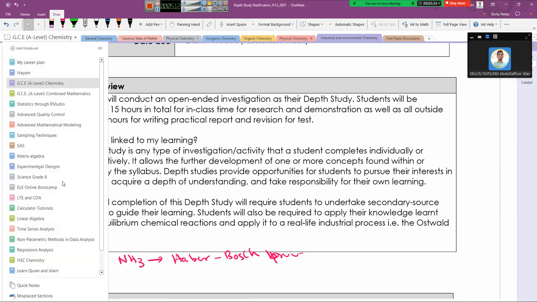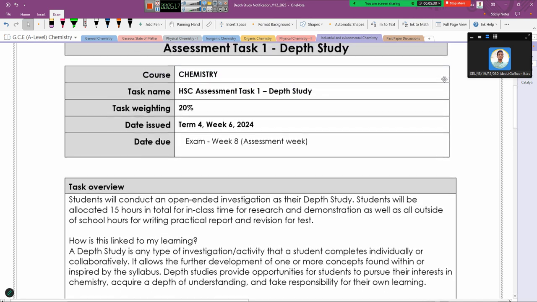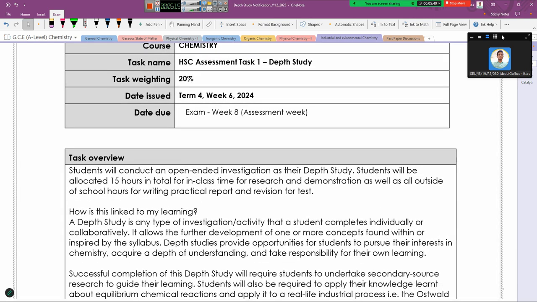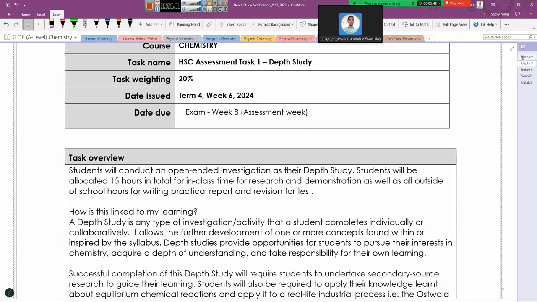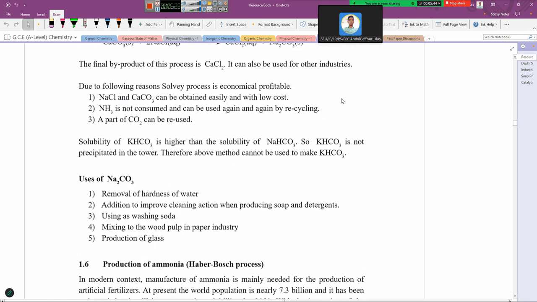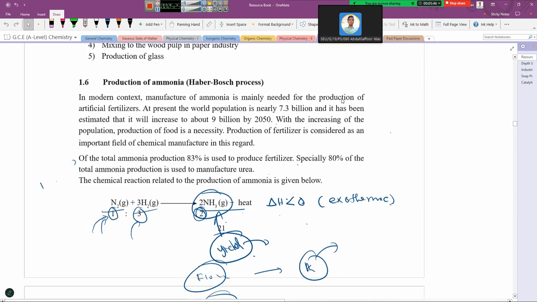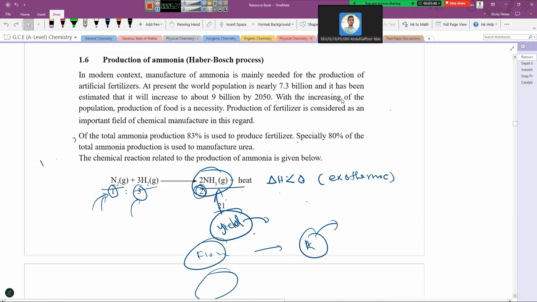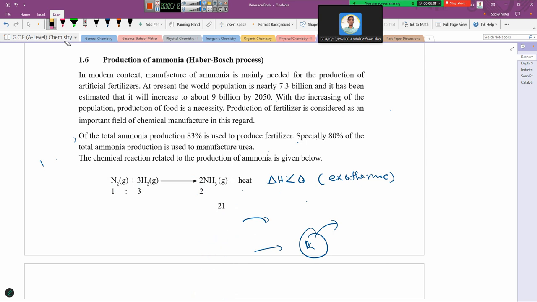Okay, so now we will go to the Ostwald process. But you should know the background of the Haber-Bosch process first. Since we are studying equilibrium, let me erase all this.